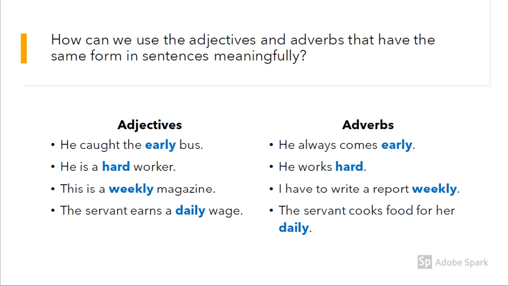In the same way, look at the other three example sentences. They are also that particular word functions as adjective and adverb in those sentences. He is a hard worker. He works hard. There is a weekly magazine. I have to write a report weekly. The servant earns a daily wage. The servant cooks food for her daily.